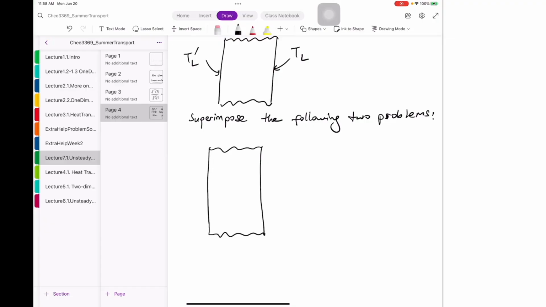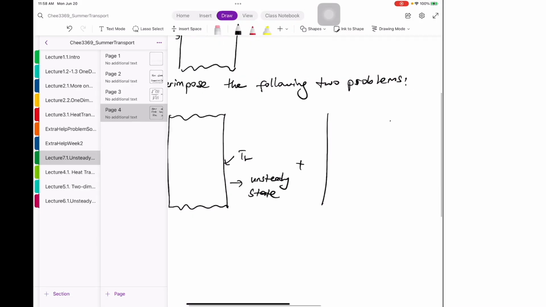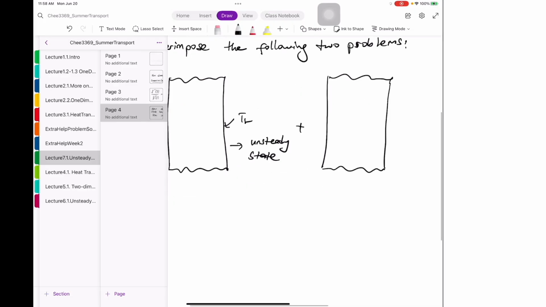Okay. In one of which you have T0, or maybe TL, let's call it. Yeah, TL and TL on two sides, but unsteady state, plus the same geometry, but this side is TL prime minus TL, and this side is 0, and this we're going to treat as a steady state problem.